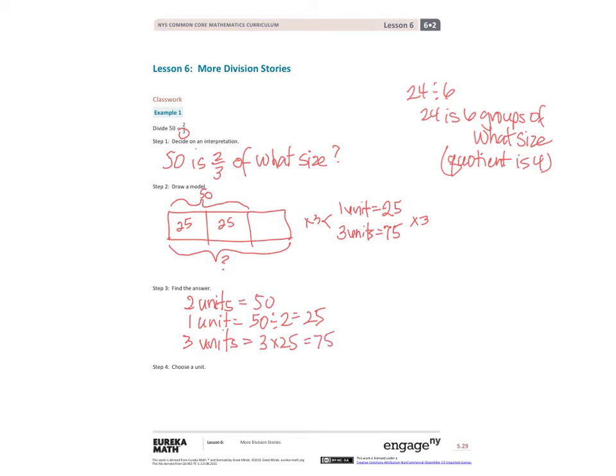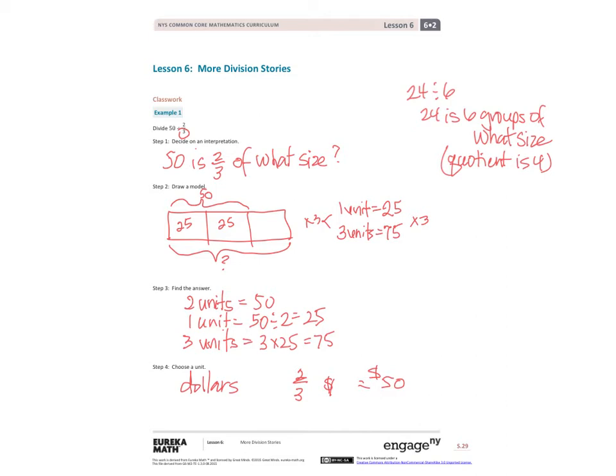Okay. And then it says choose a unit. So we could choose, let's see, 50 is 2/3 of what size? We could choose a dollar amount if we wanted. Let's just say dollars for this. We're looking for some kind of situation or story problem where 2/3 of some dollar amount is equivalent to $50 in our story problem.